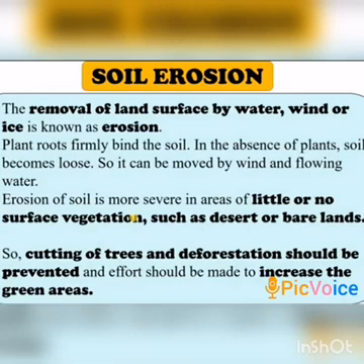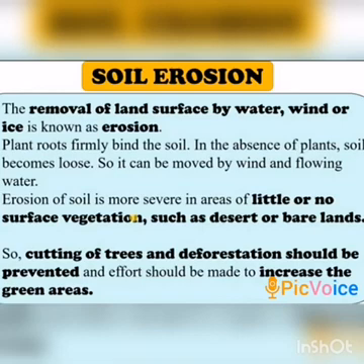But in the case of little or no surface vegetation, the soil erosion is very severe. No surface vegetation, such as desert or bare lands. Bare lands means there are no plants or trees.